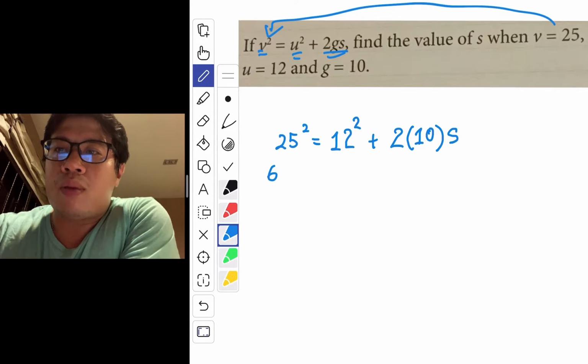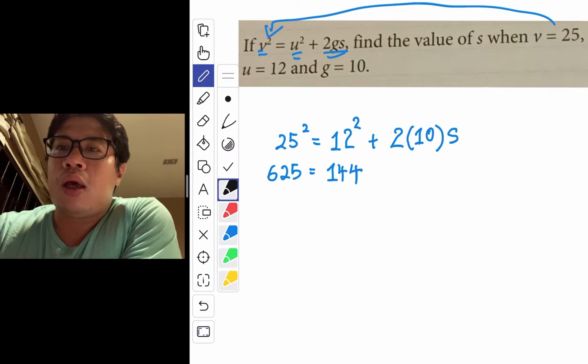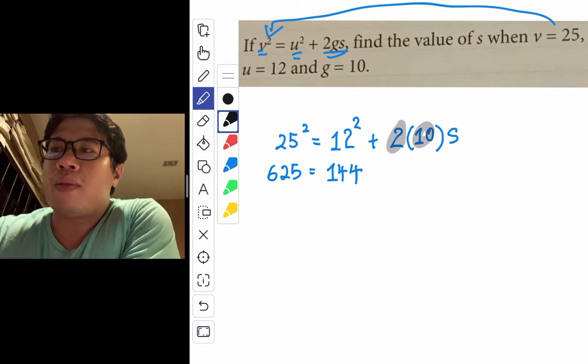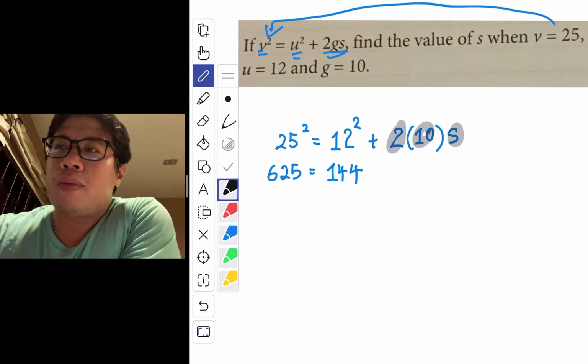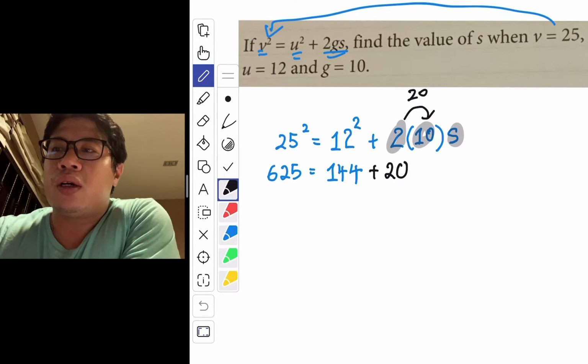25 square, that will give me the value of 625. 12 square gives me the value of 144. And I'm just going to simplify 2 times 10 times s. Now 2 times 10, that gives me 20. So I actually get a 20s over here.